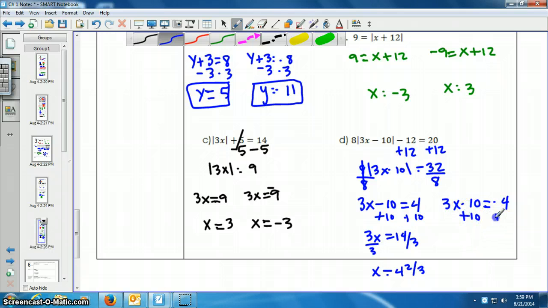Add 10, 3x equals 6, and then divide both sides by 3 to get 2. And then again, plug that back in and check, and it does work. All right.